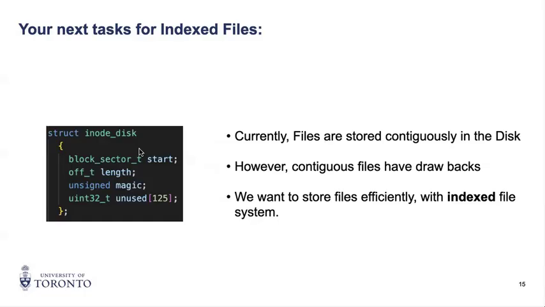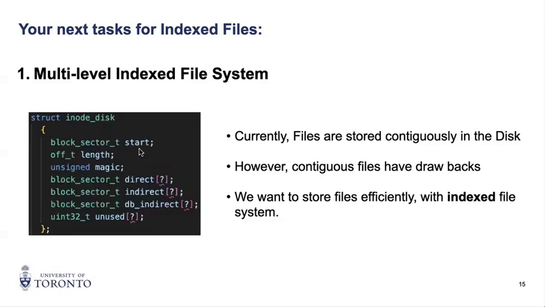But contiguous files have drawbacks. You should have learned this in lecture, or we'll also discuss it in tutorial. So we want to store files efficiently, and to do that, we need an indexed file system. So your first task in project 4, I hope, is the multi-level indexed file system. In here, you'll create some level of indirection.